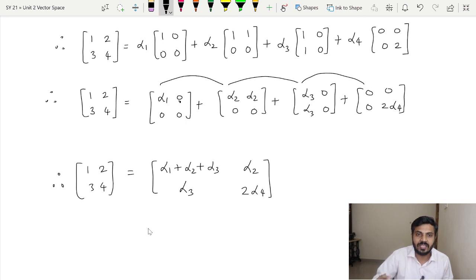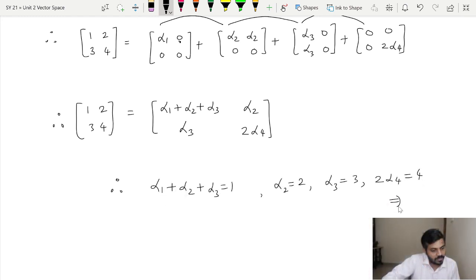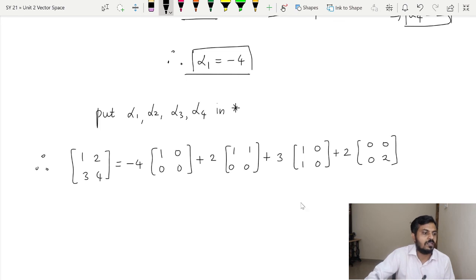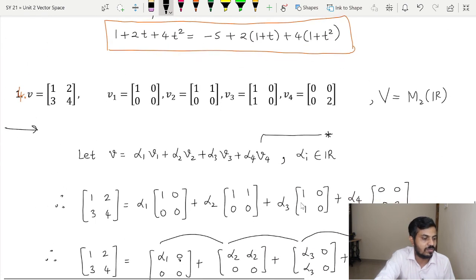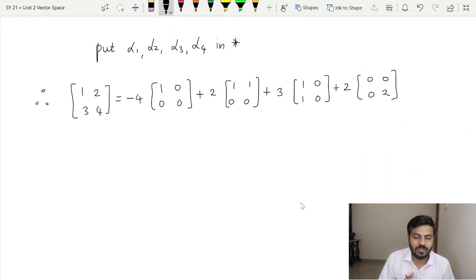Now simply comparing, again we know that two matrices are equal if the corresponding entries of the matrices are equal. So therefore here, and this implies value of alpha 4 is 2. Now simply put the values of this alpha 2 and alpha 3 in the first equation to get alpha 1. Thus we have expressed 1 2 3 4 as a linear combination of 1 0 0 0, 1 1 0 0, 1 0 1 0 and 0 0 0 2. If you want, you can verify your answer.